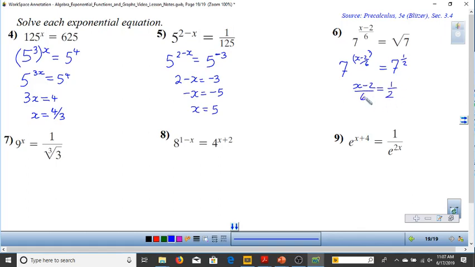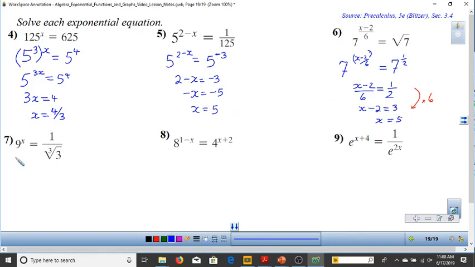What do I do to get x by itself? Multiply by 6. If I multiply both sides by 6, I get x minus 2 is equal to what? 3. And then what do we do? Add 2 to both sides, x equals 5. And it makes sense. You plug in 5 up here, you get 5 minus 2 is 3. 3 over 6 is half. 7 to the half is square root 7.